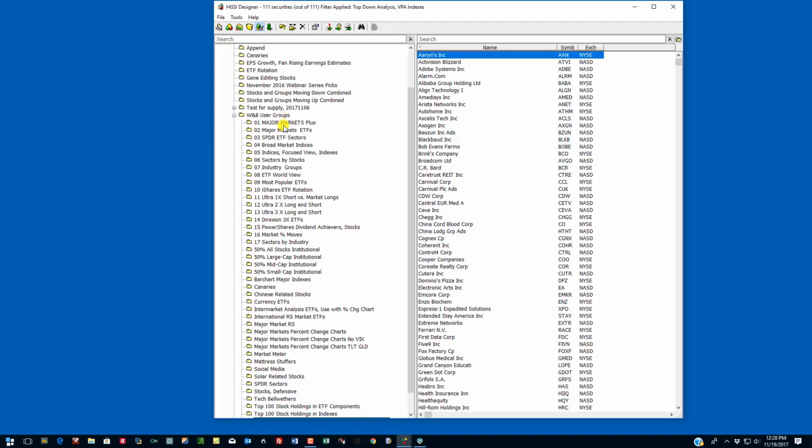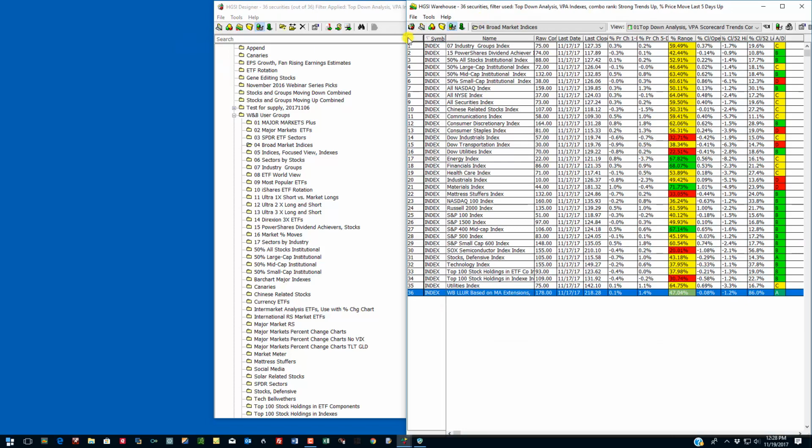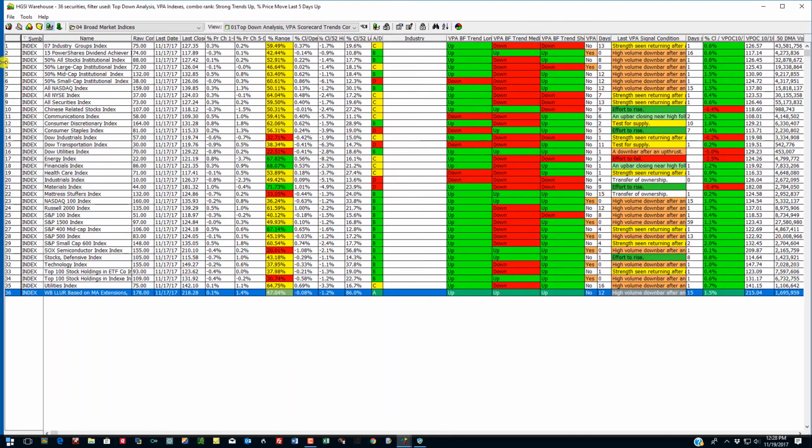So what I've done, for those of you who use HGSI, if you go to the broad market indices folder under the Woodward and Brown user groups, you will find that I have placed this in here, the LLUR based upon the moving average extensions. So I'm going to just flip through. I'll make this full screen or drag this over.